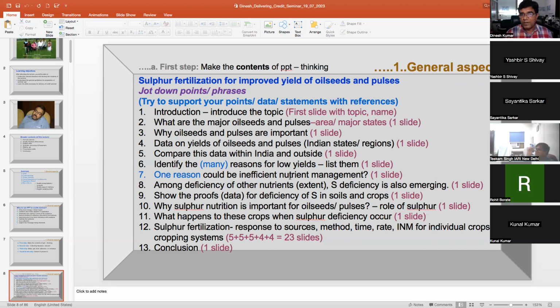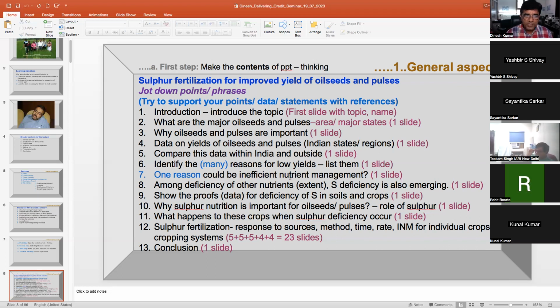Show the proof for deficiency of sulfur in soil and crops. Now you need to produce data, in one or two slides, that these soils or these crops are deficient in sulfur. Then what happens to these crops when sulfur deficiency occurs? Their growth will be reduced, their productivity can be reduced, and so on. Their quality may be affected.